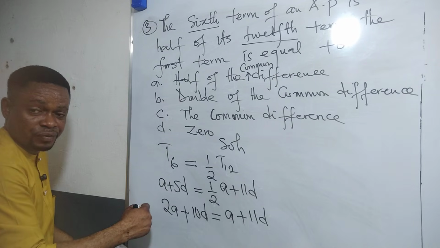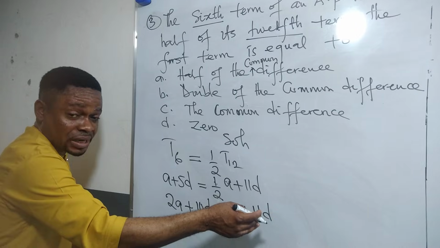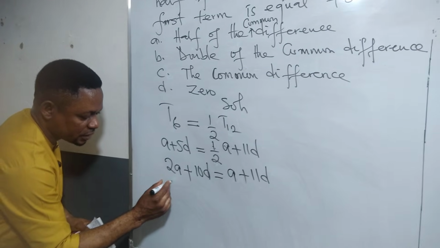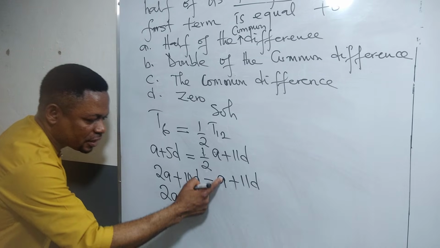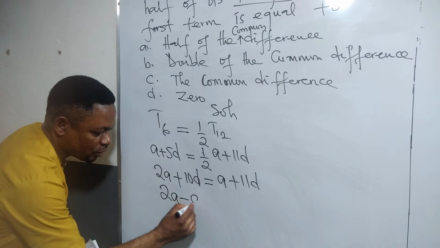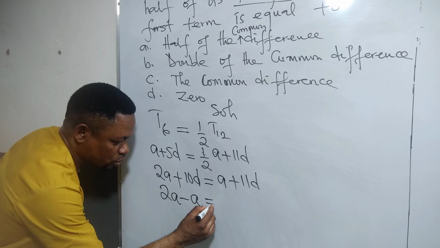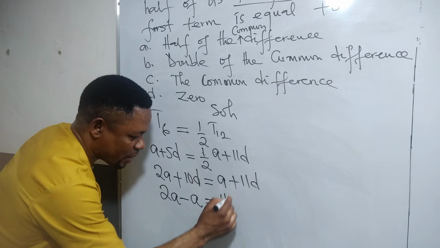The first time we move this way, the common difference we move the other way. Watch this. This is now 2A. I have with me A to the right. Take it to the left, it will change to minus A. Then equal to. Now this 11D remains where it is.